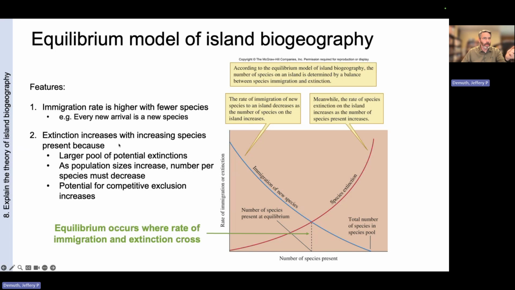For extinction, the rate increases with the number of species for a couple reasons. One, the pool of potential species to go extinct is bigger. But also, as the number of species increases, the number of individuals per species must go down. And so that's going to also increase the rate of extinction per species. And then as more species get on the island, as the island gets more populated, the potential for competitive exclusion increases. So going back to the population ecology lecture where they're excluding each other from certain habitats. And like I said, the equilibrium is going to occur where those two lines intersect.